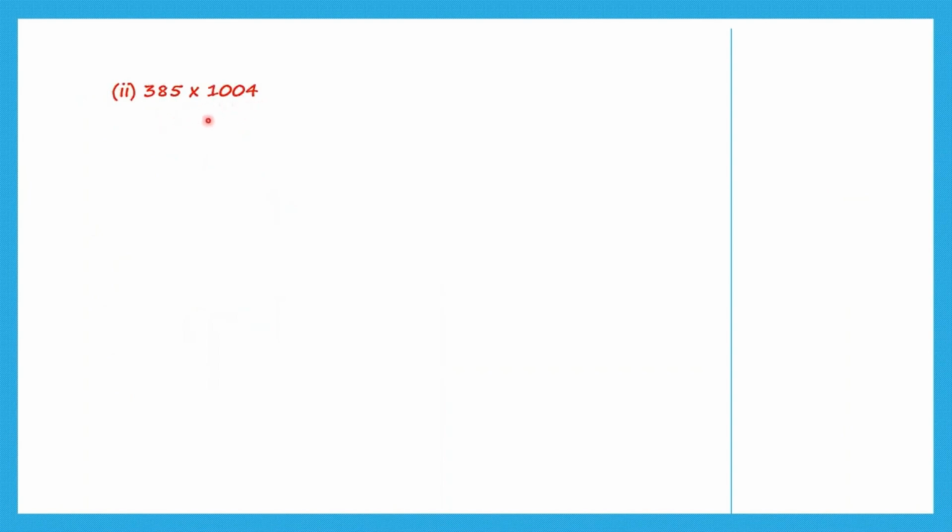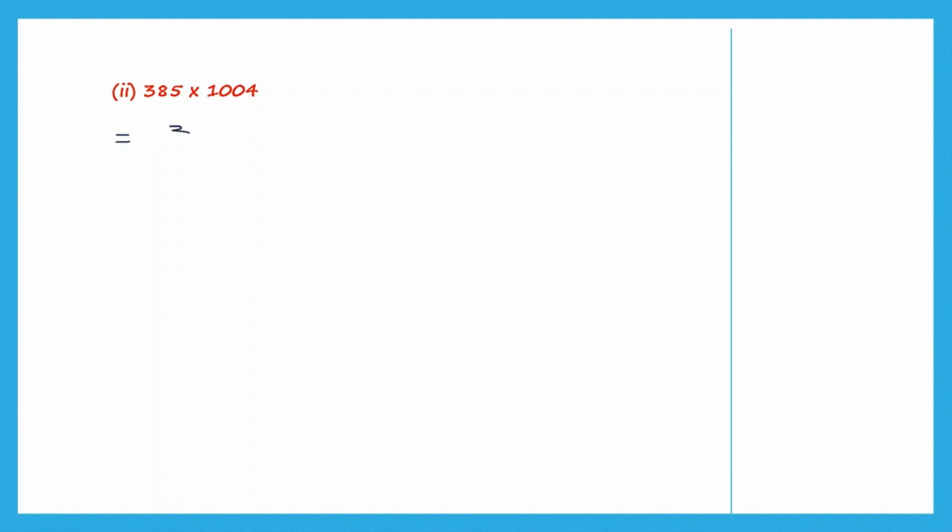Question 2, here we have 385 into 1004. Now we can make this easier. Instead of multiplying directly 385 into 1004, we can make our work easier by using the distributive property. So look out for a number that can be distributed easily. Now look at 1004. You can make it 1000 plus 4, isn't it? So now let's use the distributive property and work this out.